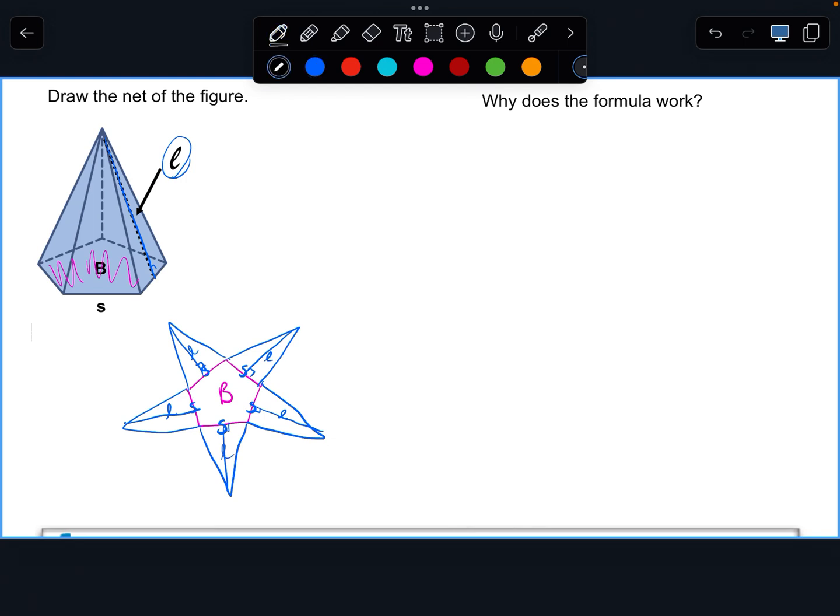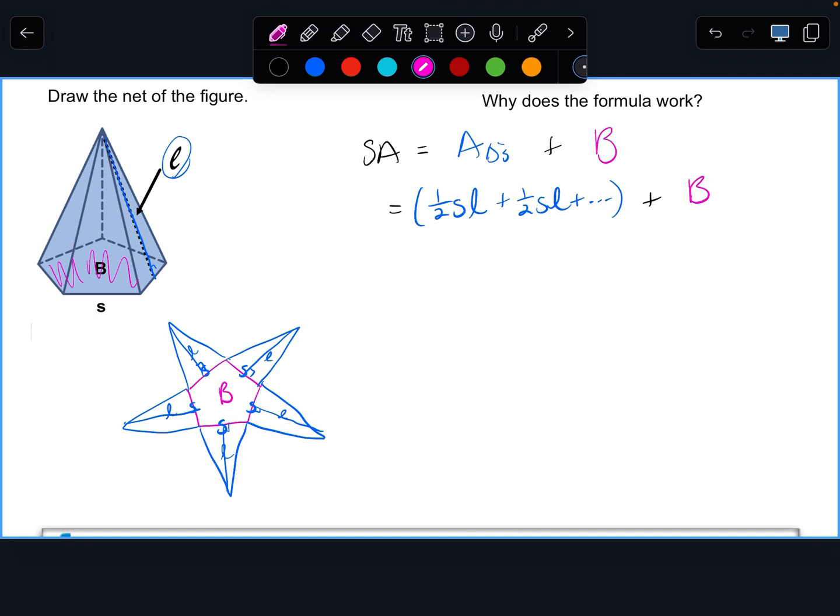Basically the formula is the area of the triangles plus whatever your base is. So it depends on the shape. As far as the triangles go, this is where the formula comes from. You would do 1/2 base, which would be S, times height, which would be L. Then you'd add them all up, base S, L, however many you have, plus whatever your base is.